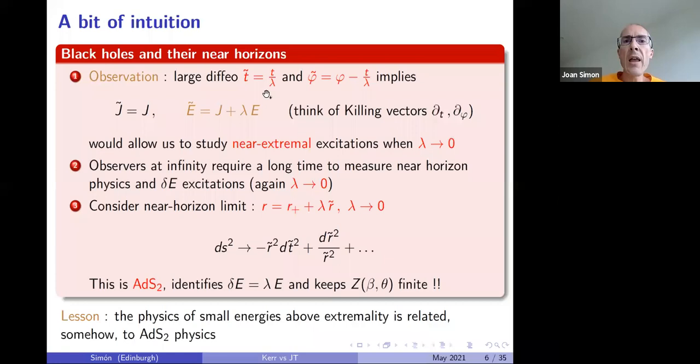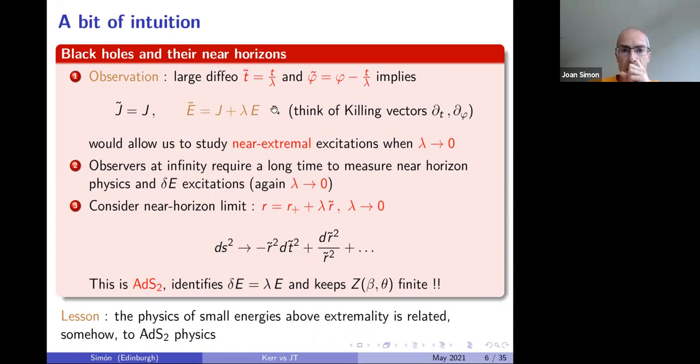So coming back to our previous discussion, this is a change of variables so far that has the property that if I would be interested in analyzing energies which are very close to J, it suggests taking the lambda going to 0 limit, because of this observation here.